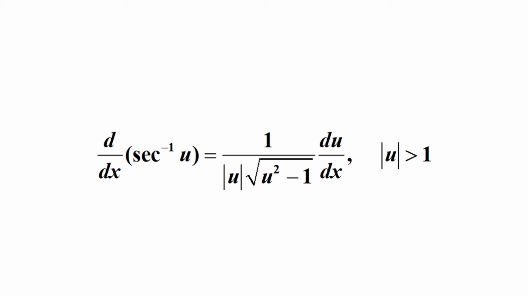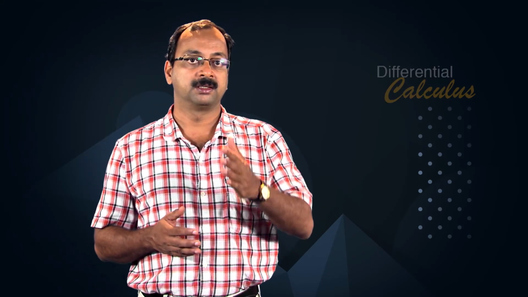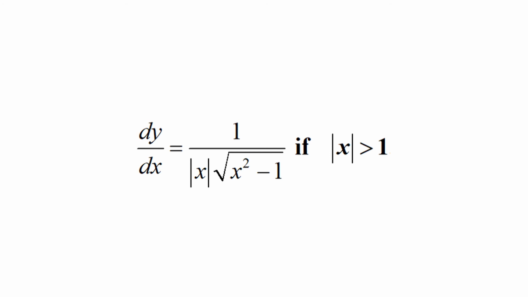Using the above formula, we find the derivative of y equal to cos inverse of 1 by x with respect to x as follows. Now, y equal to cos inverse of 1 by x implies cos of y equal to 1 by x, which implies sec y equal to x. That implies dy by dx equal to 1 by mod x into square root of x square minus 1, as y equals sec inverse of x, if mod x is greater than 1.